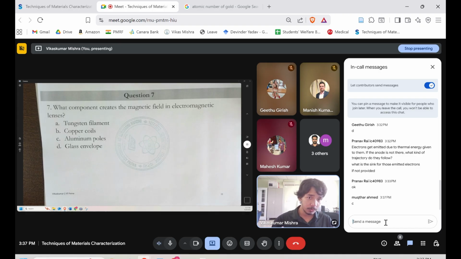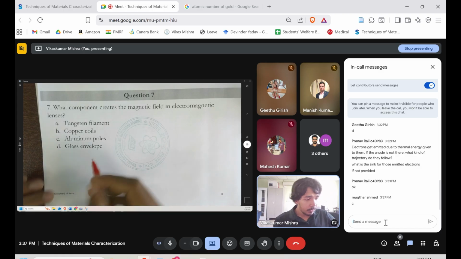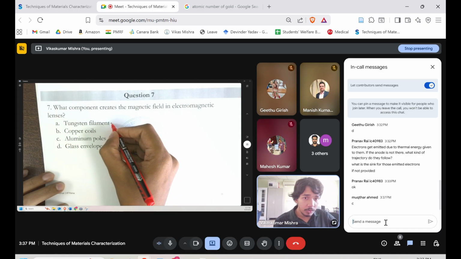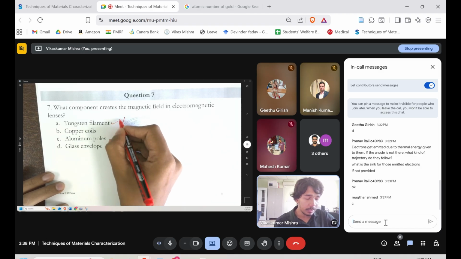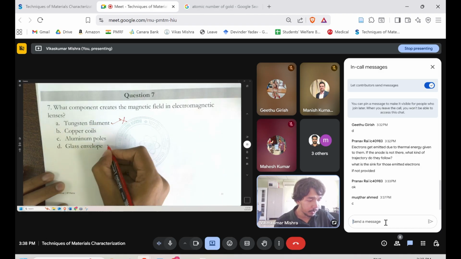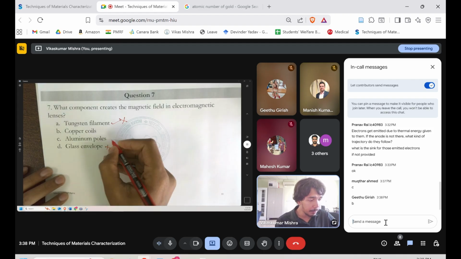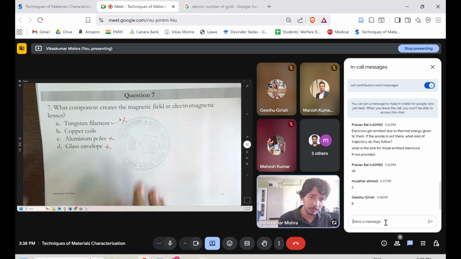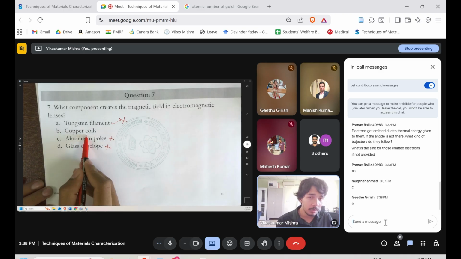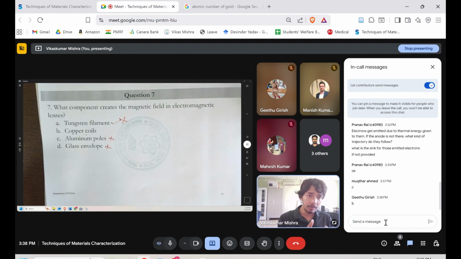You know, in the transformer, what are we using to create the magnetic field? The function of the tungsten filament is to generate the electrons. It's not to create the magnetic field. Glass envelope, no, it's not there. Aluminum pole, no. We are using the iron pole, first of all, not aluminum. Even in the fan, and in the transformer, we can see that it's a copper coil. The current passing through the copper coil will create the magnetic field, right?